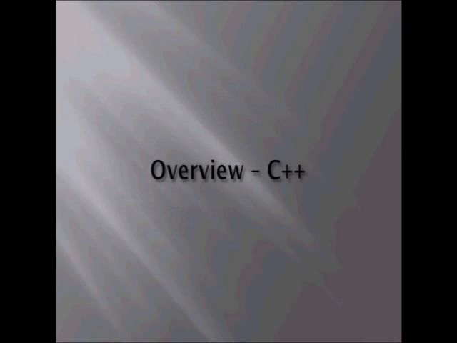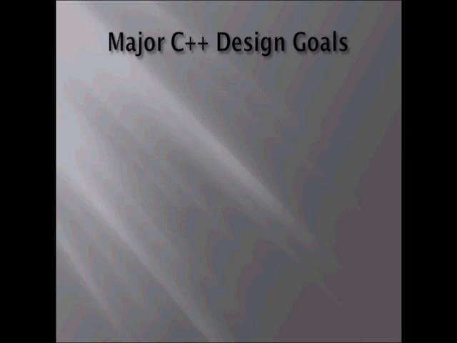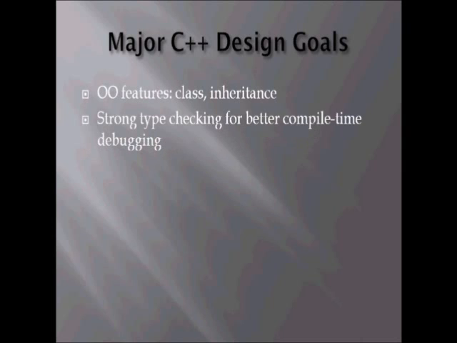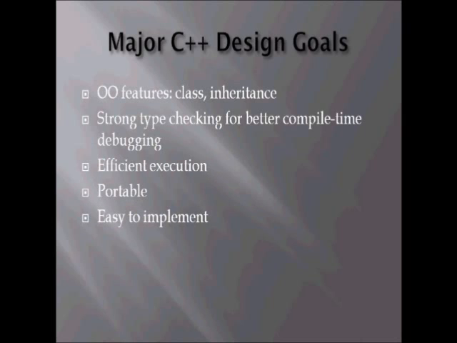Overview. C++. Major C++ design goals. OO features, class inheritance. Strong type checking for better compile time debugging. Efficient execution. Portable. Easy to implement. Good interfaces with other tools.